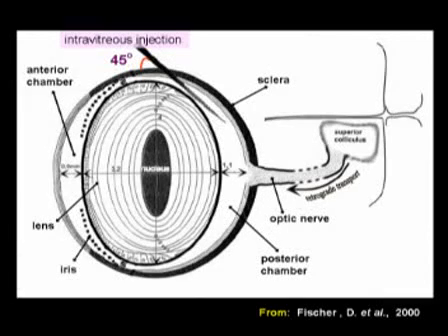Here is the schematic image to show the location of the injection needle in the rat eye. The needle is punctured into the posterior chamber at a 45-degree angle to the scleral surface. Using this 45-degree angle, we can avoid injury of the lens during intravitreous injection.